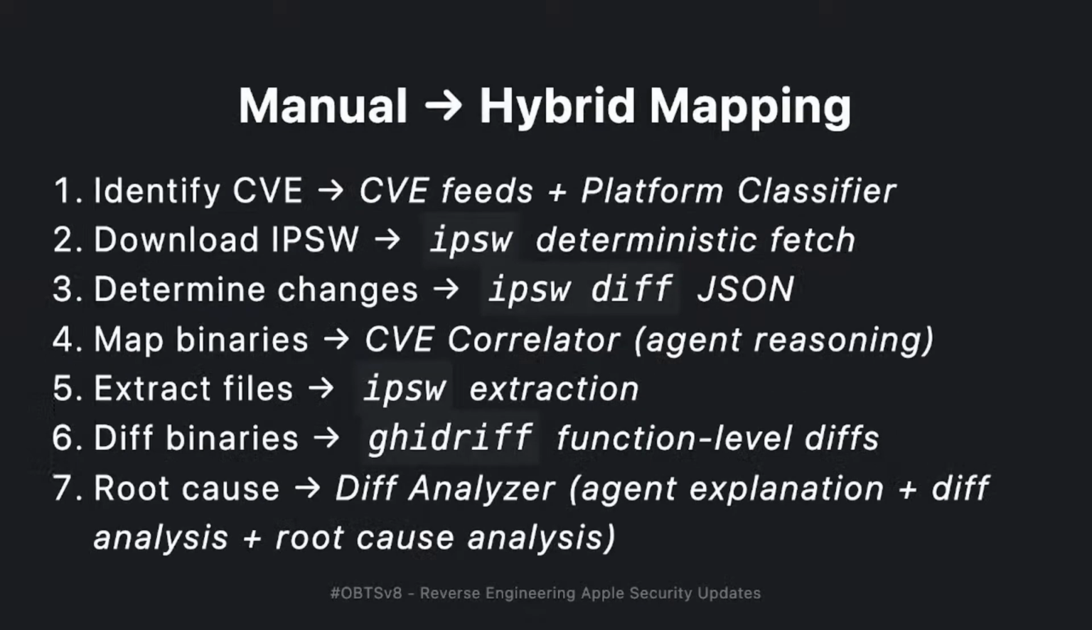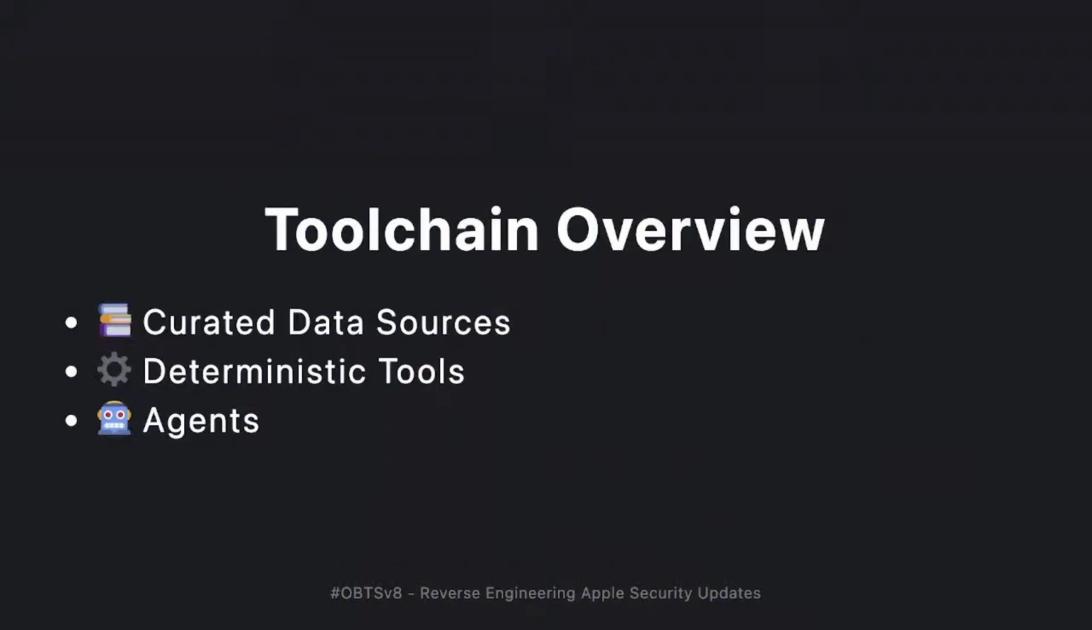So here's my big map. Once you identify a CVE, this is the hybrid mapping I would do. Some of these steps are deterministic. Some of these are more, I guess, agentic, and you'll see that here. I won't walk through all of those just yet. But here's what you need to build a system like this.